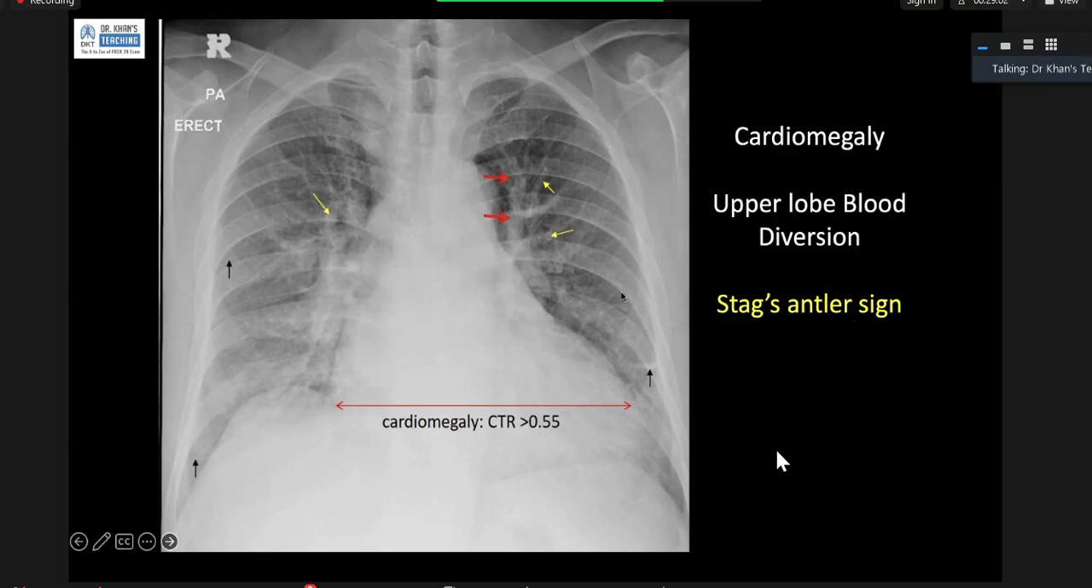Sometimes this is very subjective. Some people might say there is a stag's antler sign. Sometimes people will say there is no upper lobe diversion. So we don't tend to attach too much importance to this sign alone, right? When there is cardiomegaly, you are suspecting, okay, there might be a sign of cardiac failure, but we don't attach too much importance to this.